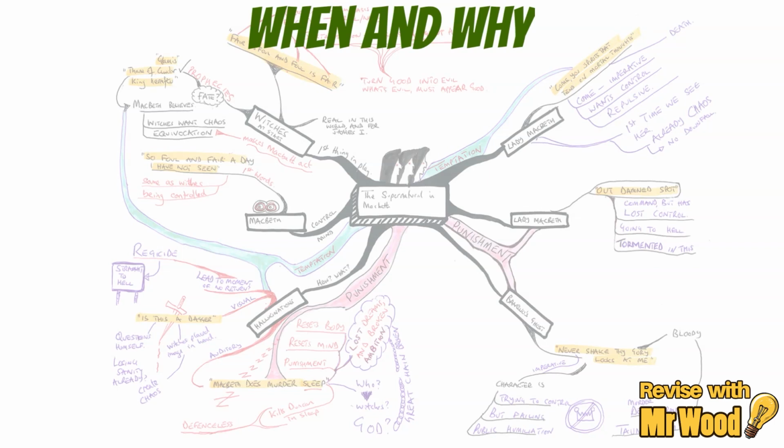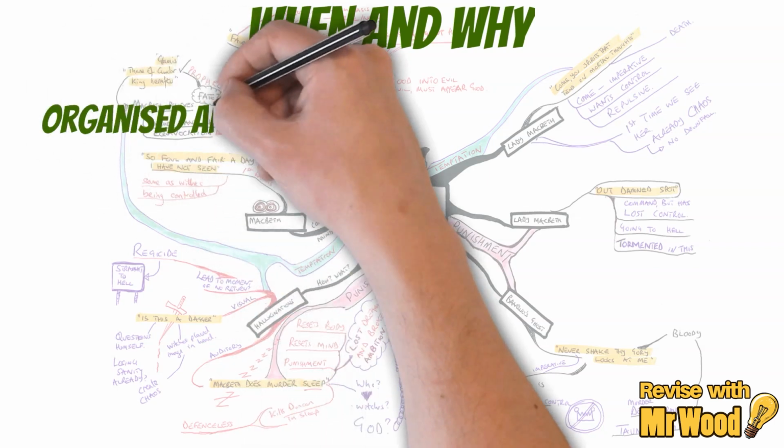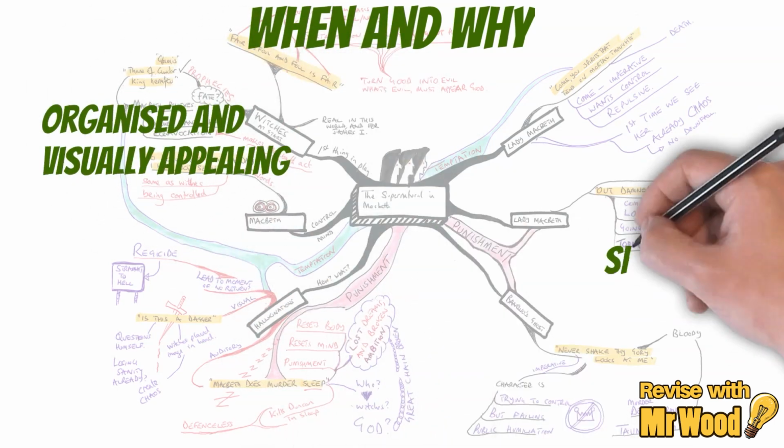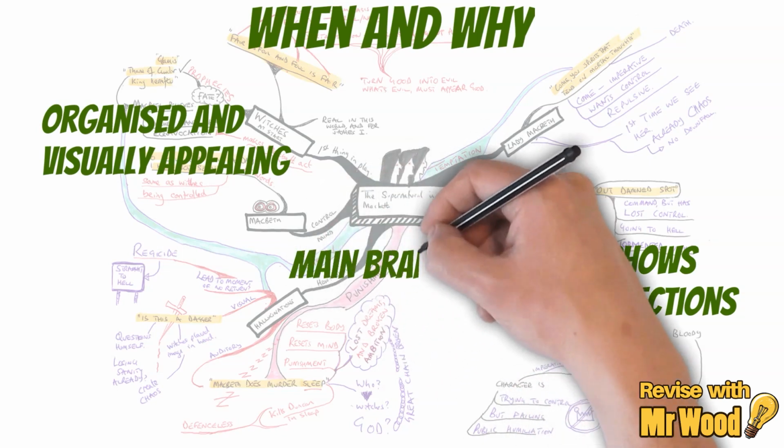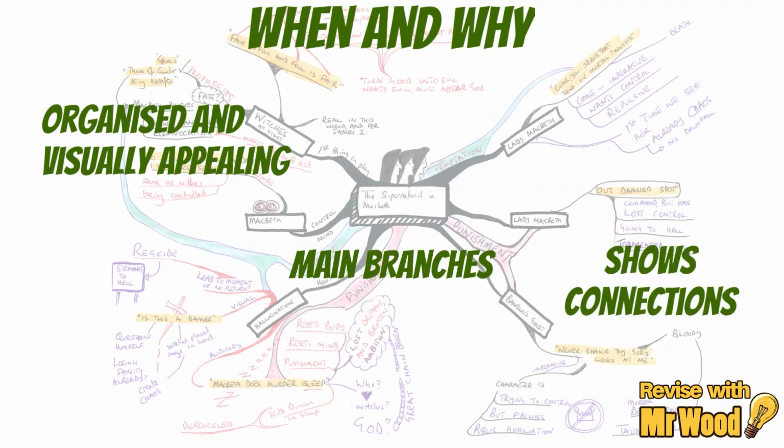A good mind map is like a beautiful and informative tree. It's organised, visually appealing, and reveals connections between its branches. It's got clear hierarchy and organisation. The map is ordered with main branches radiating from the central theme and sub-branches further elaborating on each main point. This allows for a logical flow of information.